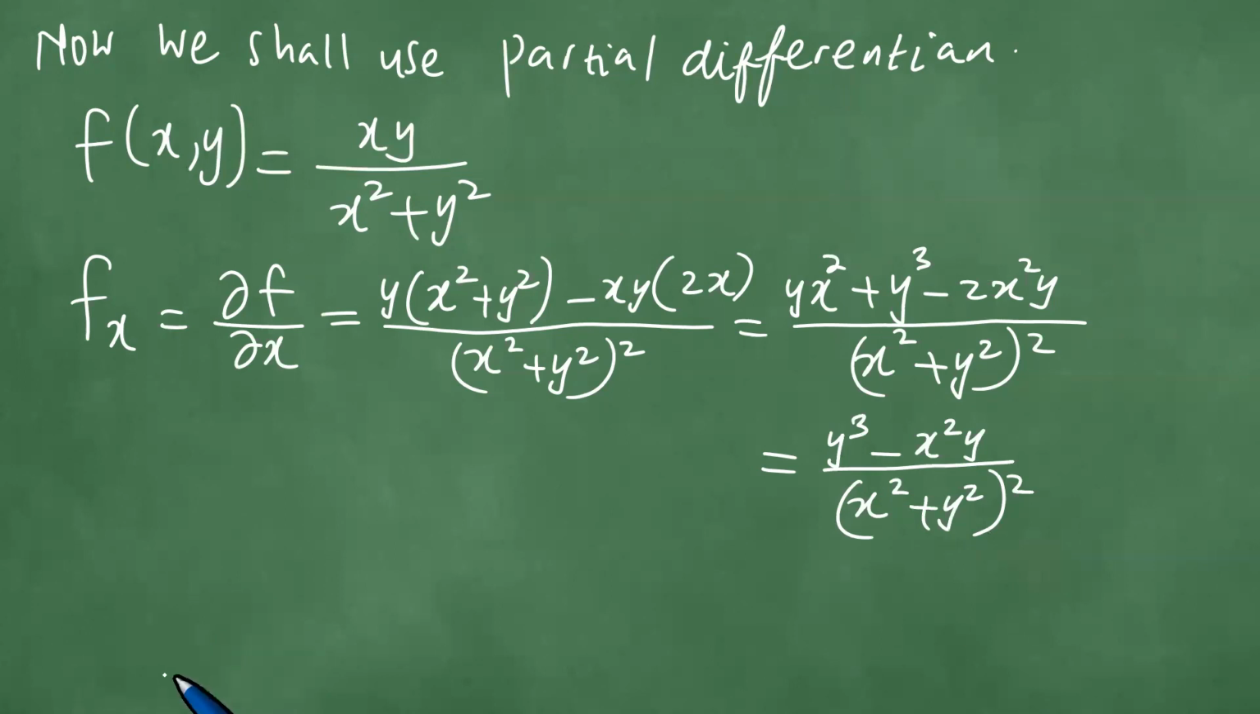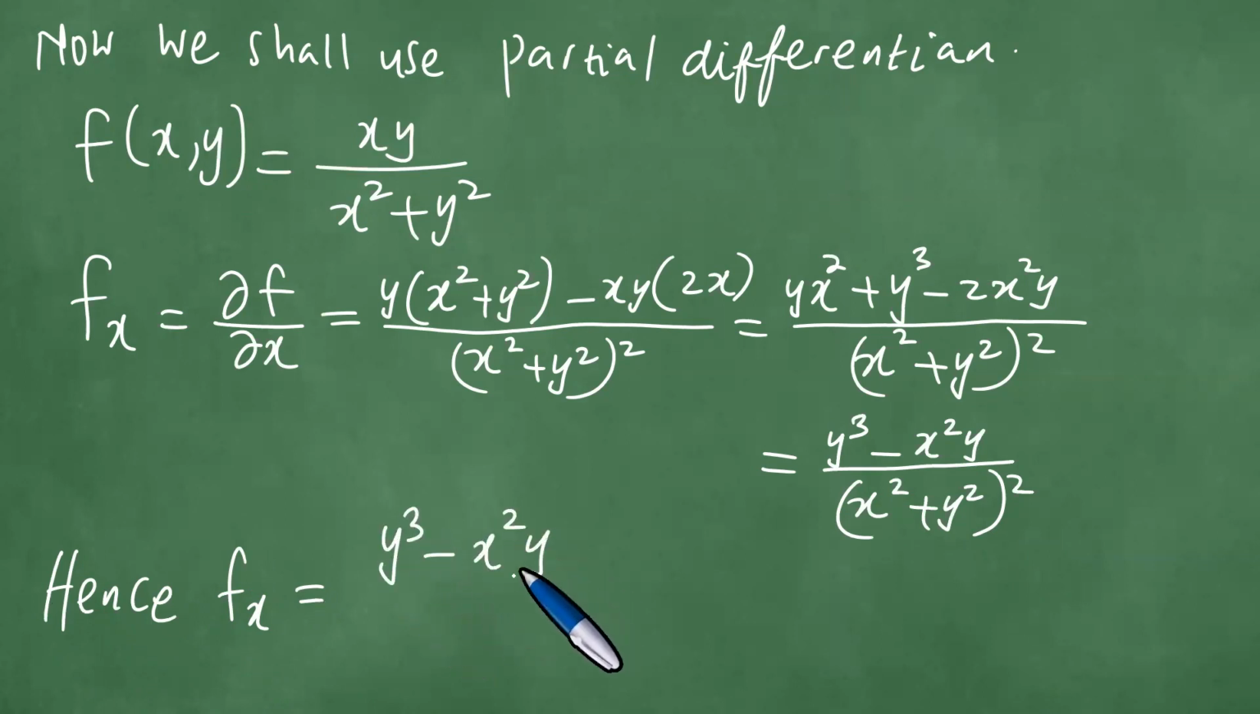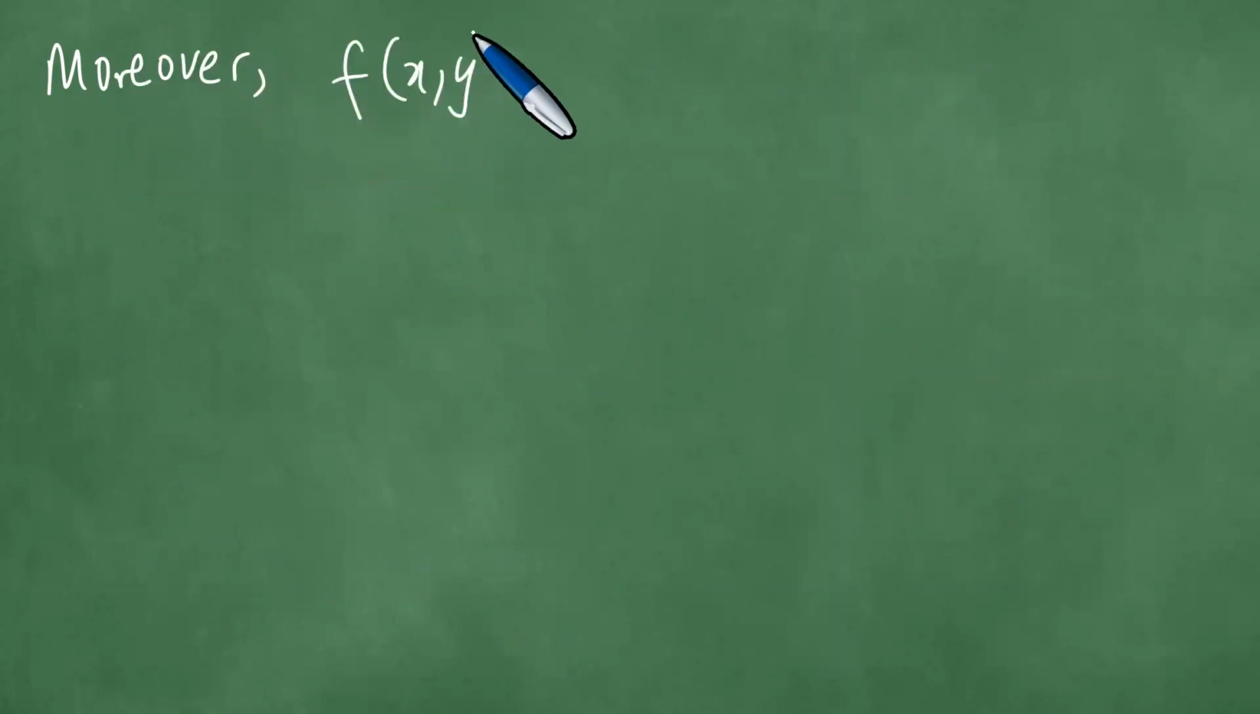Hence, f subscript x is actually the same as y cubed minus x squared y, divided by x squared plus y squared, and you divide by the square. Now, moreover, we need to get f sub y.